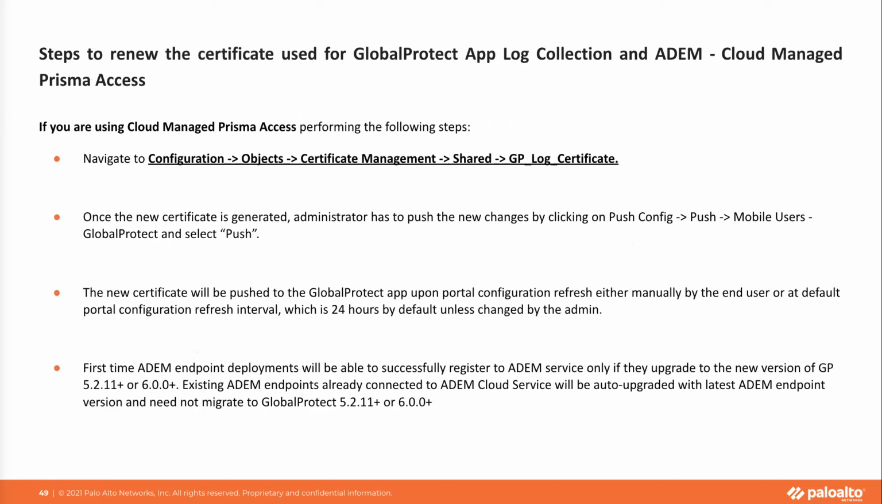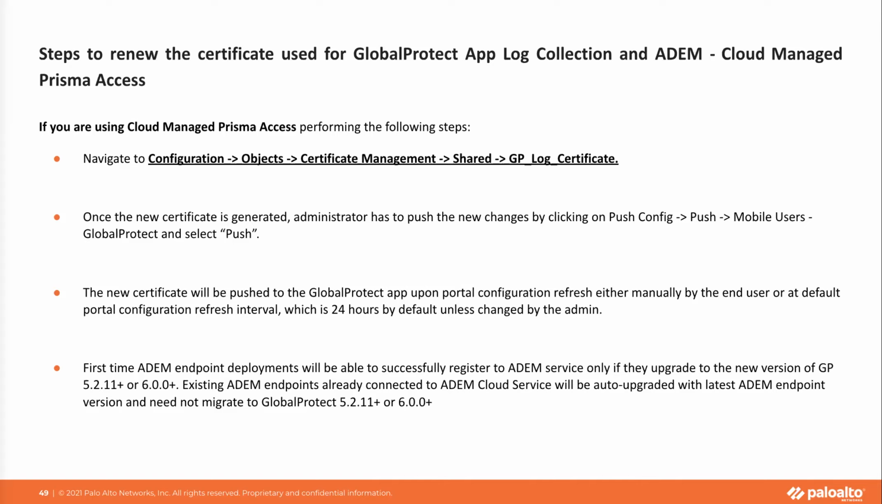And if you're a cloud managed Prisma Access customer, log into the cloud managed console, navigate to configuration, objects, certificate, and GP log certificate, and click on renew. Once the new certificate is generated, the administrator has to push the new certificate by clicking on push configurations. Then this new certificate will be pushed to the GP app on portal configuration refresh, either manually or by the end user at default portal.